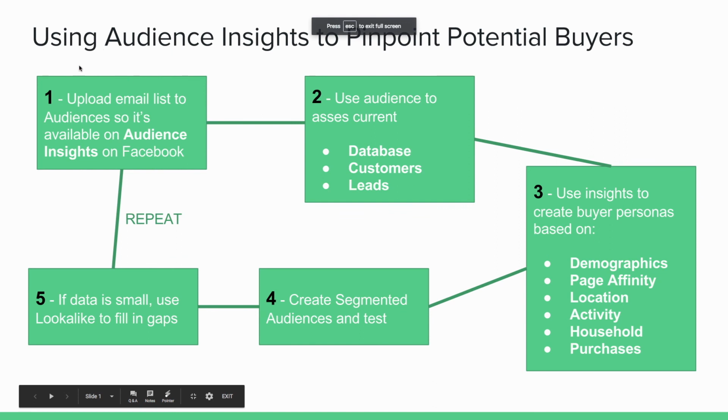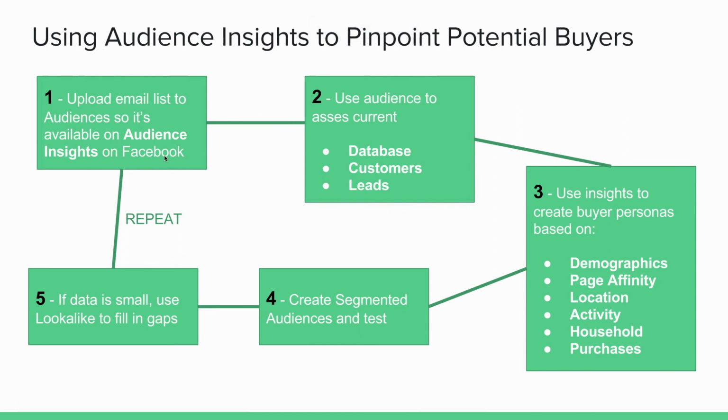So one, upload your email list to audiences so it's available in Insights. Remember that can take 10 to 15 minutes to complete. Then you're going to use that audience to assess different things like demographics, page affinity, location, activity, and so forth. You're going to go ahead and create your segmented audiences and test. And then if the data is too small, you can use lookalike audiences to fill the gap, and then rinse and repeat.